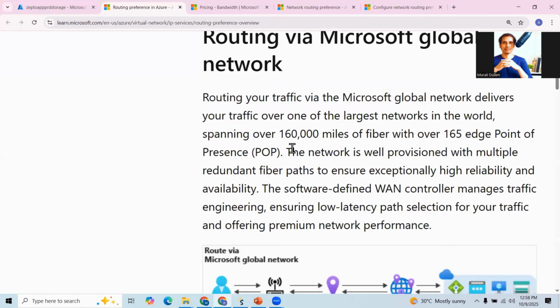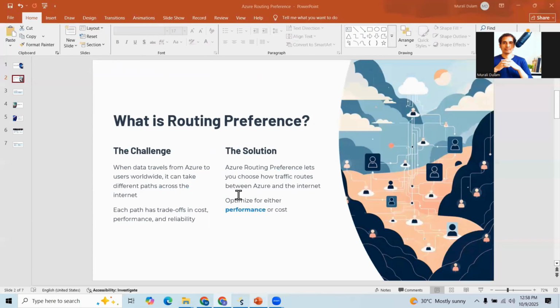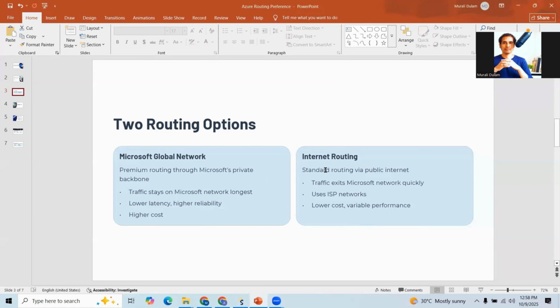One is Microsoft Global Network and the other one is Internet routing. Let us see the difference between these two. Which one do we need to select? Let us see that.